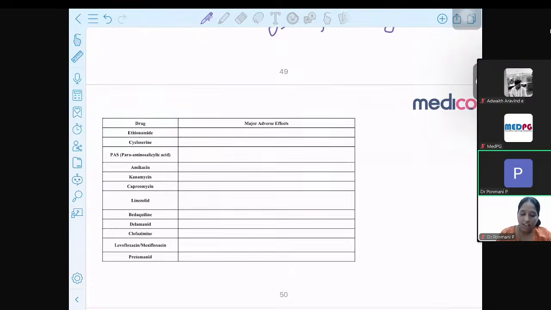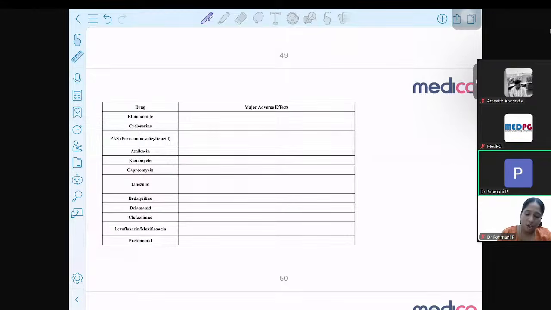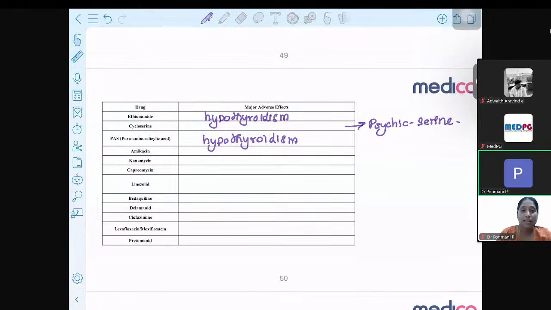Now, coming to the second-line drugs, you have ethionamide. Ethionamide is a drug which can cause hypothyroidism. Please remember, there is one more drug which can cause hypothyroidism, which is para-aminosalicylic acid. So these two drugs are notorious for causing hypothyroidism. And cycloserine is called "psychic serine." So what does it cause? It can cause psychosis.